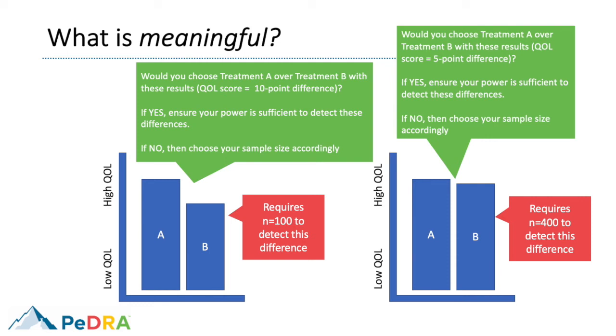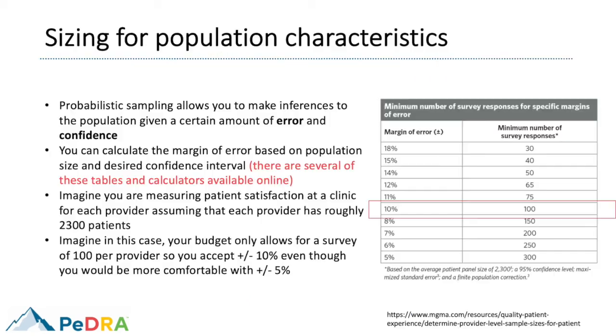If your objective is to detect larger differences, like the chart on the left, your sample size will be smaller. If your objective is to detect smaller differences, like the chart on the right, your sample size will be larger. Probabilistic sampling allows you to make inferences to the population given a certain amount of error and confidence. Just like in the previous example with treatment A versus treatment B, the margin of error and levels of confidence are choices you make based on what is meaningful given your objective.